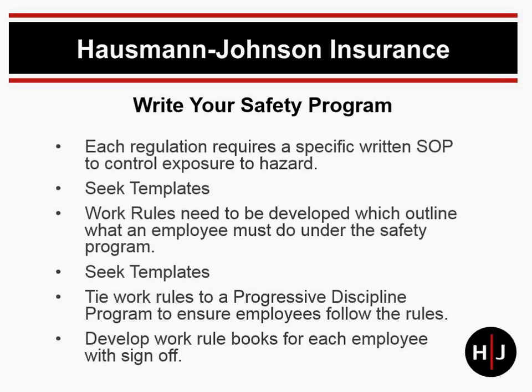Now, you need to tie those work rules into a progressive discipline program. Sadly, you have to discipline employees for not following the rules. And you have to reward them as well if they're doing it correctly. Discipline and reward is how the human mind operates. We can't get away from it. If you don't have a progressive discipline program and are not enforcing the work rules, you have no way of controlling whether people are going to comply or not. Sadly, it's just the way the human mind works.